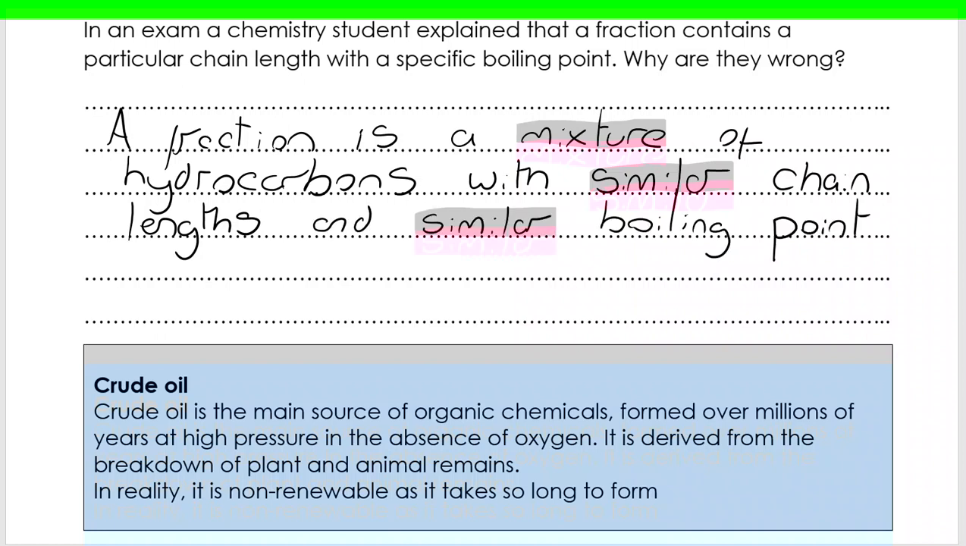There's also some information here about crude oil. It's important that we remember that it's formed over millions of years under the ground in the absence of oxygen, and it comes from plant and animal remains. Because it takes so long, it is non-renewable. When it's gone, it's gone.